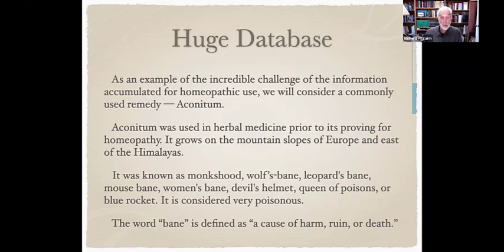And aconitum was used in herbal medicine prior to its proving for homeopathy. It grows in Europe on the mountain slopes and east of the Himalayas. It was known as monk's hood, wolf's bane, leopard's bane, mouse bane, woman's bane, devil's helmet, queen of poisons, or blue rocket, considered very poisonous. So I looked up what bane is. I didn't know. And the dictionary says it's defined as a cause of harm, ruin, or death. So obviously they had a lot of concern about its dangers to them.